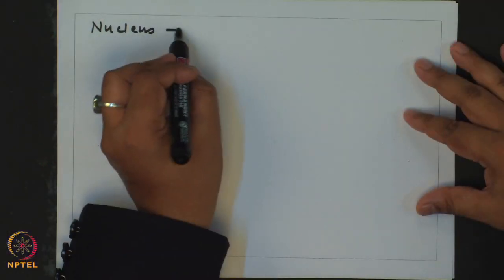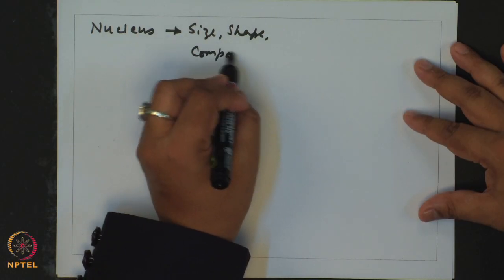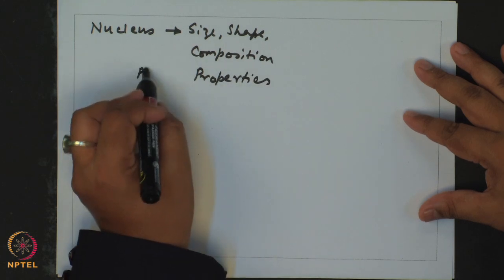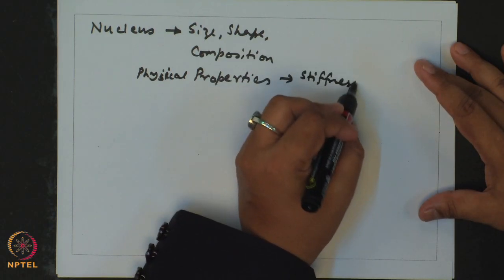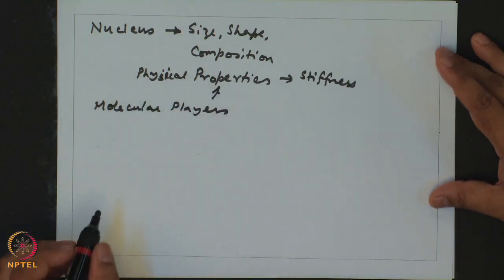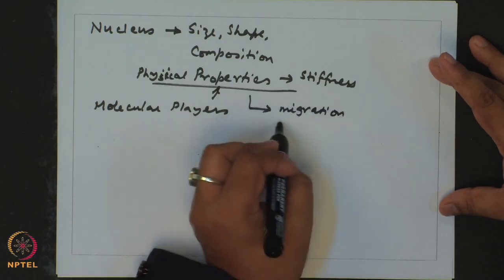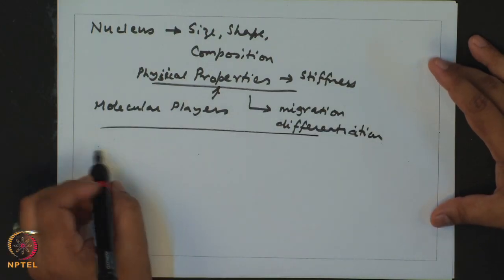So, over the next 3-4 lectures we will discuss the nucleus: its size, shape, composition and properties, physical properties like stiffness, and how molecular players dictate these properties, and how these properties are relevant to processes like migration and differentiation. So, we begin with discussing the nucleus in general.